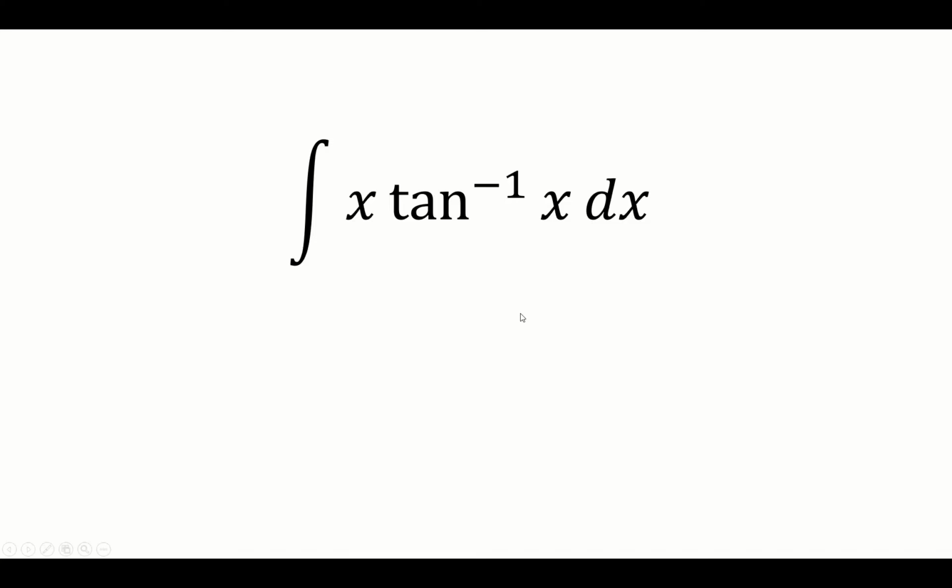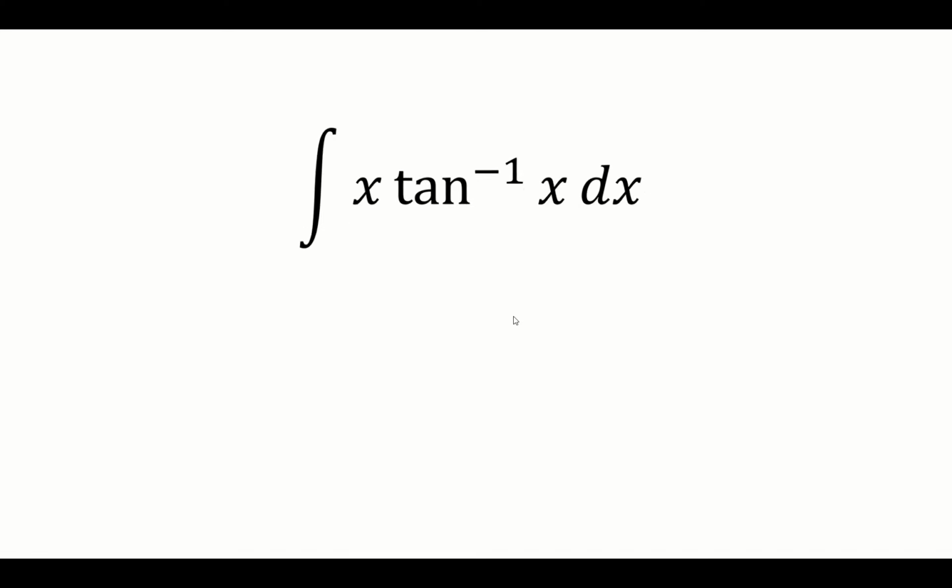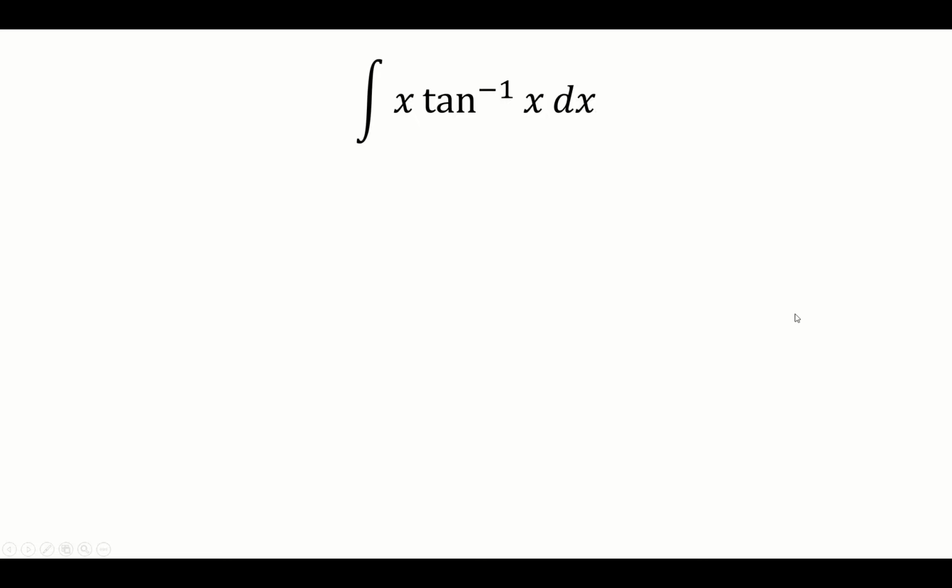Integrate x times inverse tangent of x dx. We have to use integration by parts. So the acronym we use is LIATE.